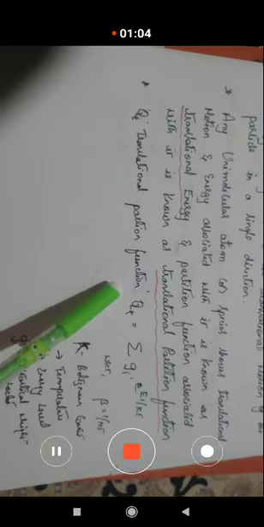Let's see next. We know that the translational partition function qt is the summation of gi into e to the power of minus ei divided by kT. We have seen this equation in the last video, where k is the Boltzmann constant and T is the temperature, and ei is the energy level and gi is the statistical weight factor, right?